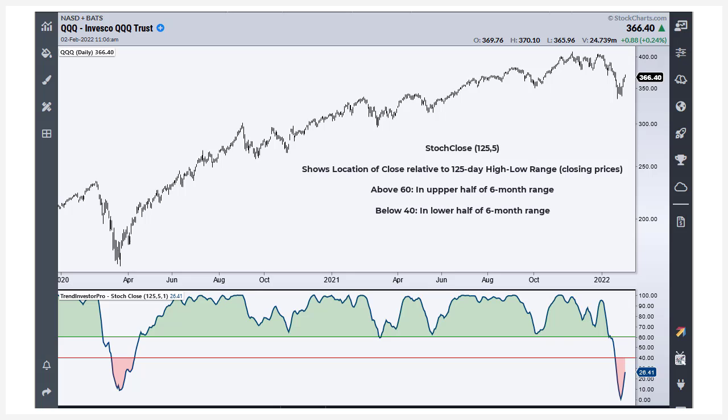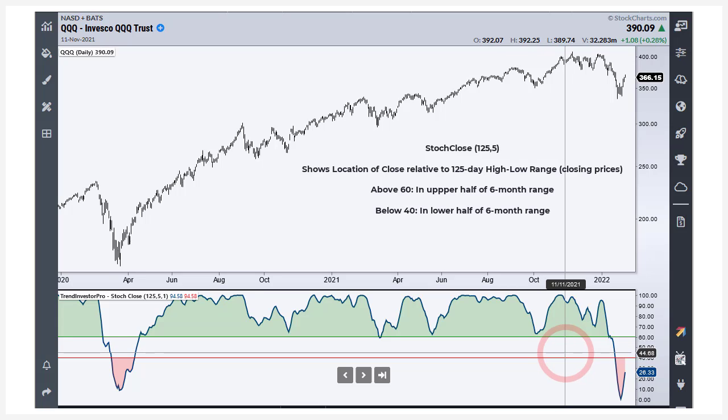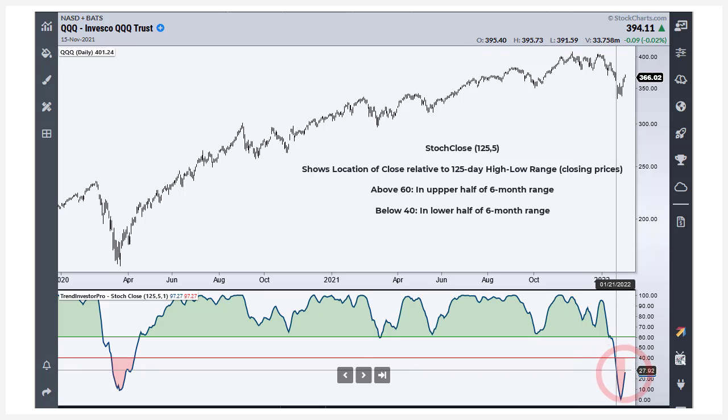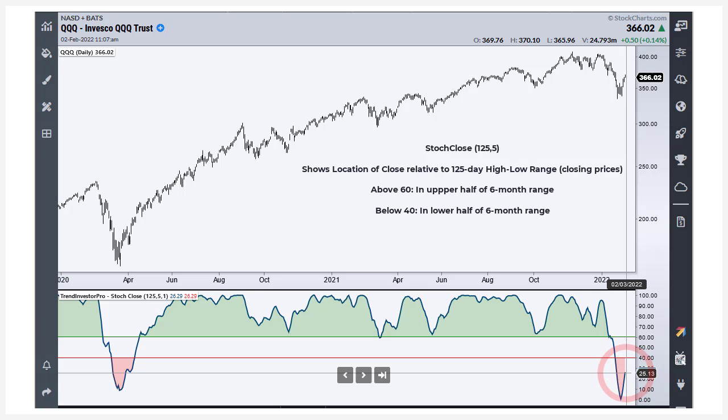So here is the StochClose indicator, and what it is, it's a 125-day stochastic oscillator based on closing prices. And then I take a 5-day moving average to smooth that indicator out to reduce whipsaws a bit. But the absolute value tells you where the current price is relative to the 6-month range. So if we look at QQQ now, you can see StochClose is at 26.29.